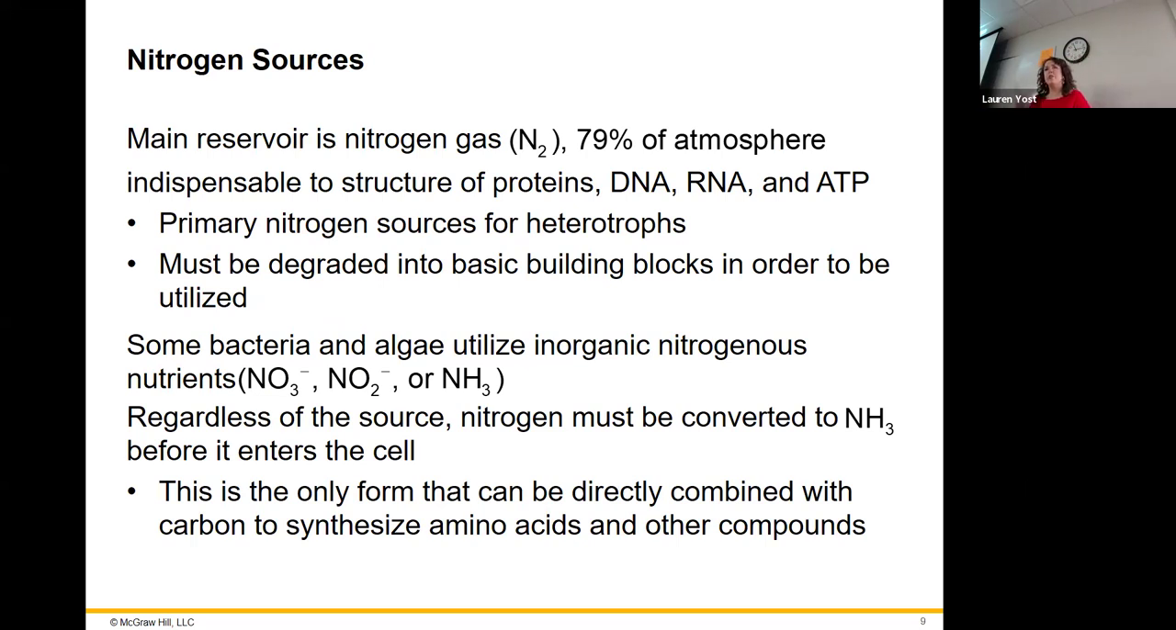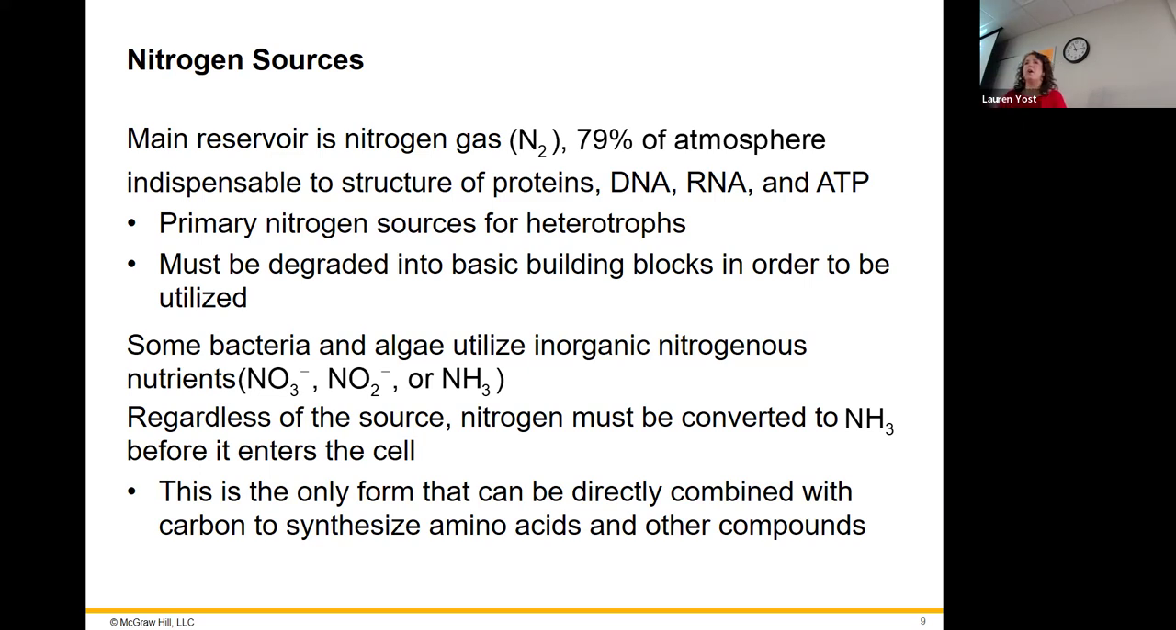Where do we get nitrogen from? Most of the atmosphere is made up of nitrogen. We know that, N2, nitrogen gas. And so there are bacteria that can either turn the N2 into something useful or convert other forms of nitrogen like nitrate and nitrite into other forms of nitrogen like ammonia.